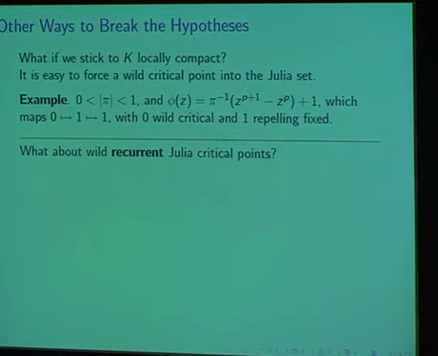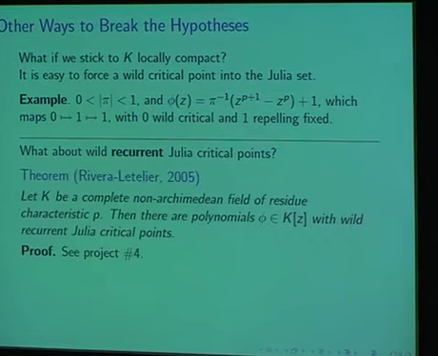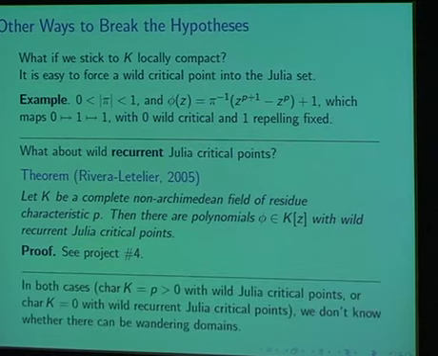Does it have wandering domains though? I have no idea. If you can figure out whether this map has wandering domains, that would be good to know. For wild recurrent Julia critical points, again, it was Juan who proved that yes, you can get wild recurrent Julia critical points even over QP. Very technical construction, again, see Project 4. But in both cases, we don't know whether there can be wandering domains. So if you can figure that out, please let me know. I'll stop there. Thanks.